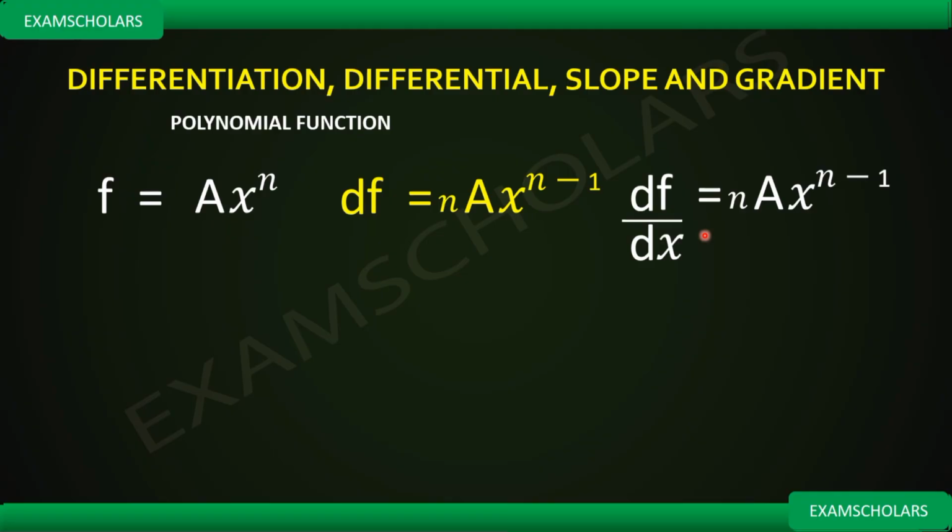Later on, we talked about how to differentiate polynomial functions. So your n will come back: n x raised to power n minus 1. All right, that is all for now.